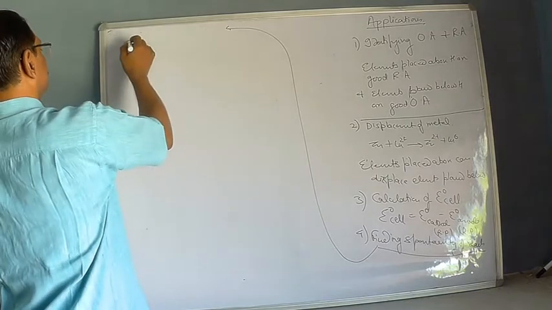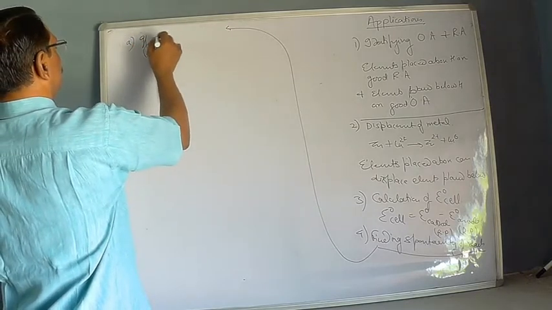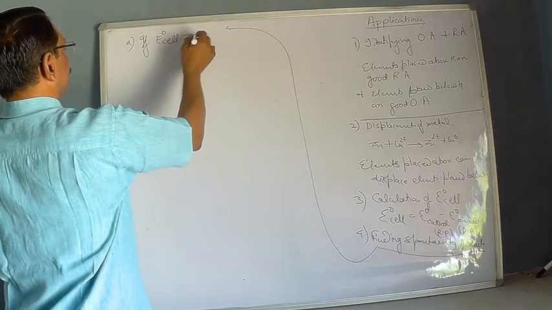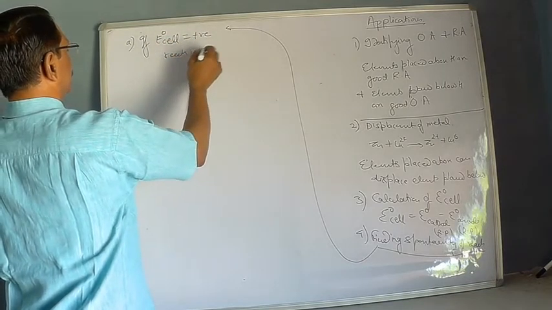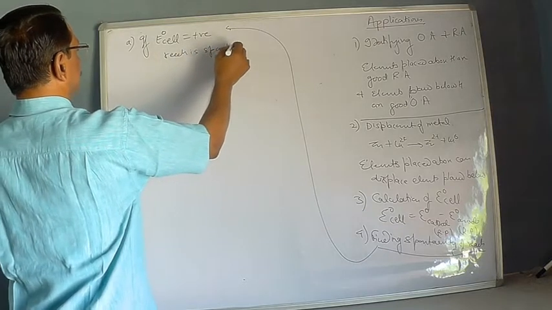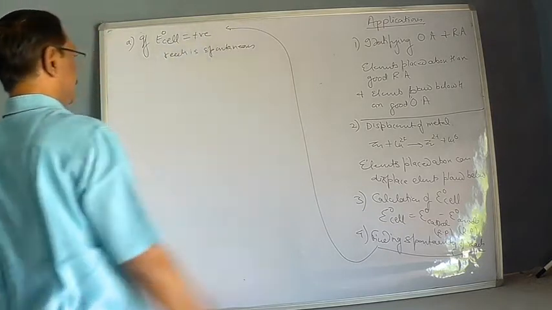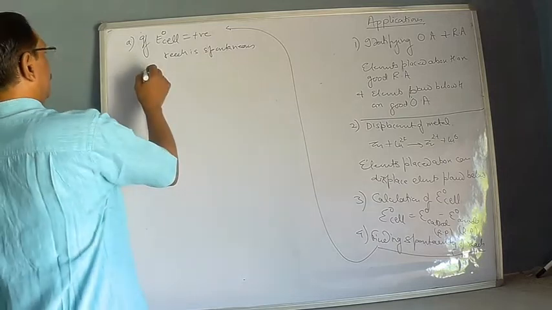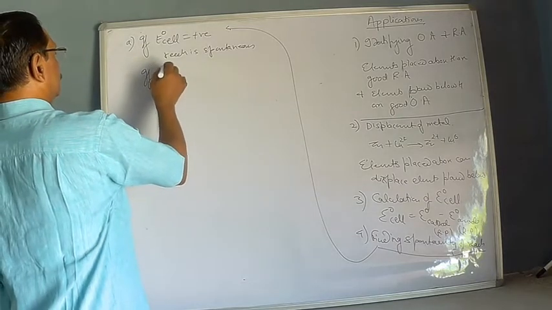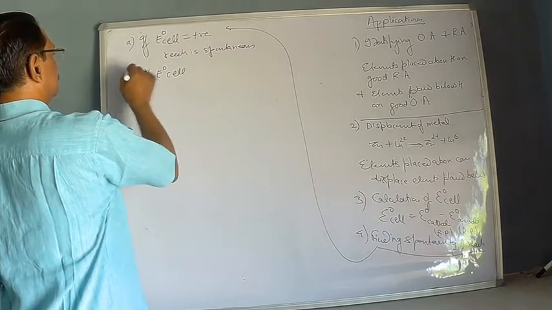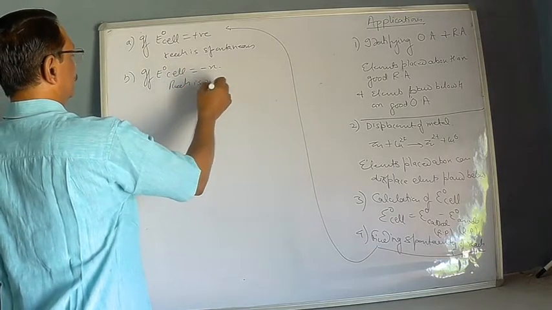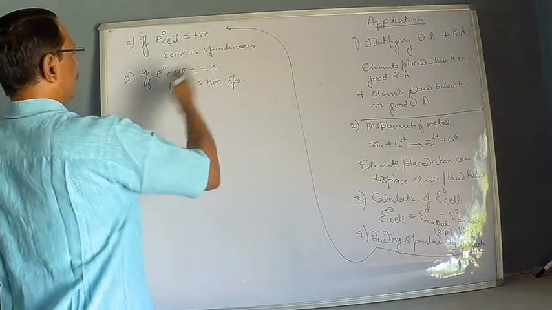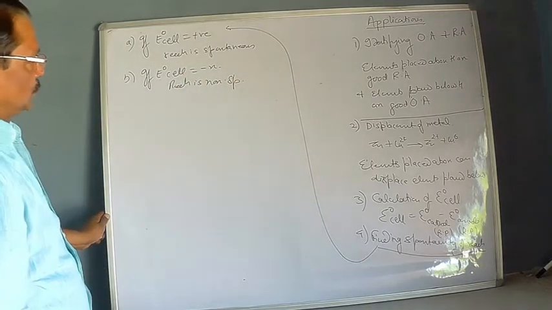There are three conditions. If E0 cell is positive, the reaction is spontaneous, will definitely take place and current can be generated. If E0 cell is negative, the reaction is non-spontaneous. No current can be obtained if E0 cell comes out to be negative.